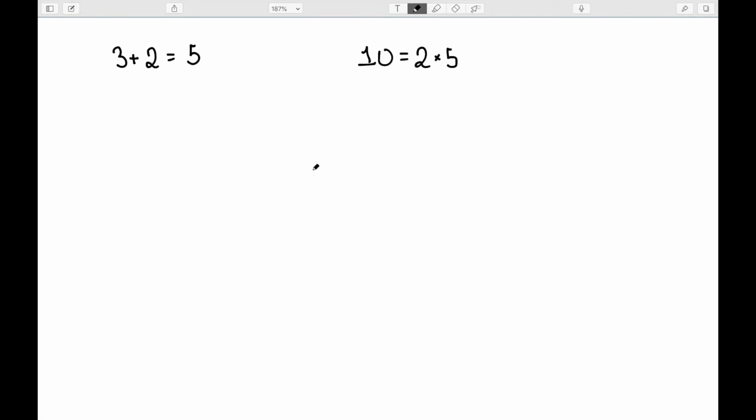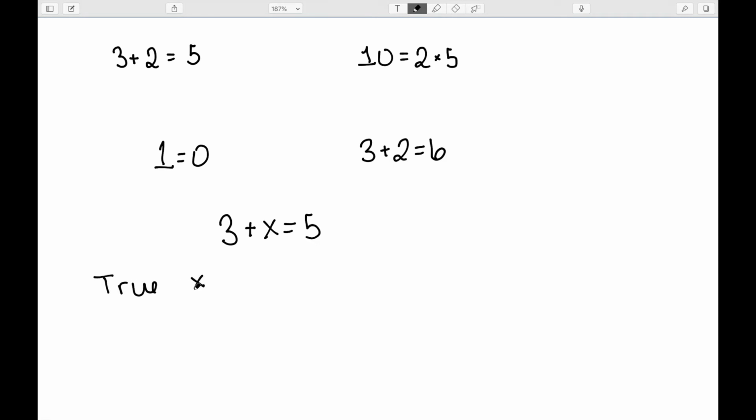Some equations are true, like 3 plus 2 equal to 5 or 10 equal to 2 times 5. Some equations are false, like 1 equal to 0 or 3 plus 2 equal to 6. Most equations with variables are true for some values of the variable and false for others. As an example, if I have 3 plus x equal to 5, this is true if x is equal to 2, and false otherwise.